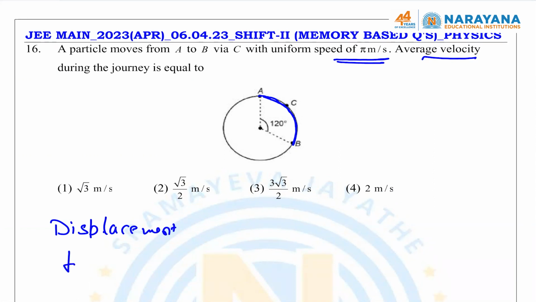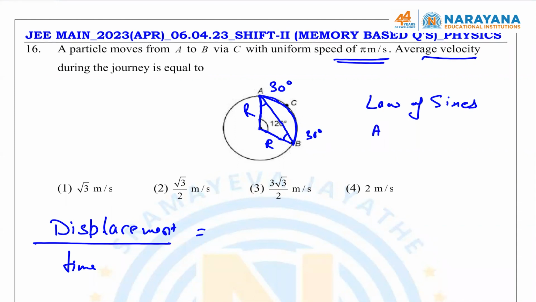Time also. So displacement is the shortest distance between initial and final position. So I want to find this length AB. Say this is radius R, this is radius R, and I want to find AB. So this is an isosceles triangle. This angle will be 30 degree and this will be 30 degree because total sum is 180. I can use law of sines.